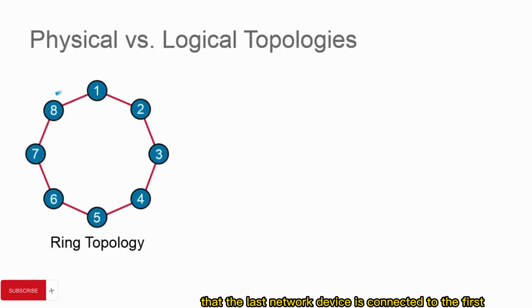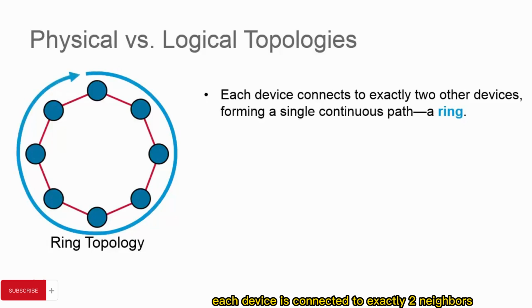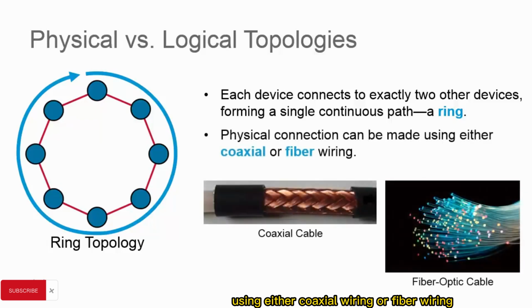In a ring topology, computers and other network devices are cabled together in a way that the last network device is connected to the first. This way, they form a ring or circle. Each device is connected to exactly two neighbors and has no direct connection to a third. Physical connections can be made using either coaxial wiring or fiber wiring.